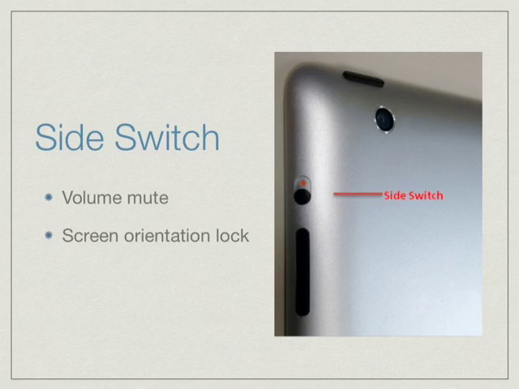The final two buttons on the iPad are the side switch and volume bar. The side switch can either mute the volume on the iPad or activate the screen orientation lock. The screen orientation lock gives you the option of locking your screen from rotating as the iPad rotates. This option can be set in the settings menu located on your home screen. The volume bar, located just below, allows you to do just that and adjust the volume of your iPad.